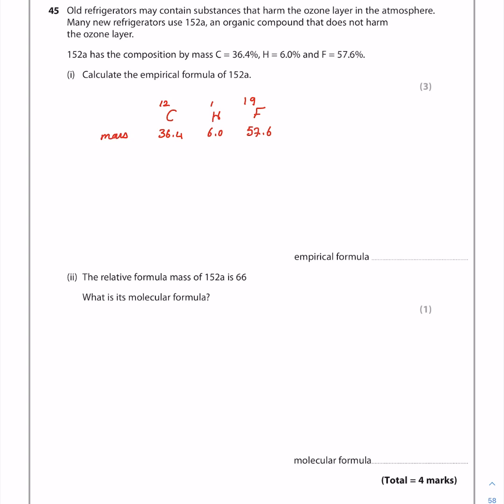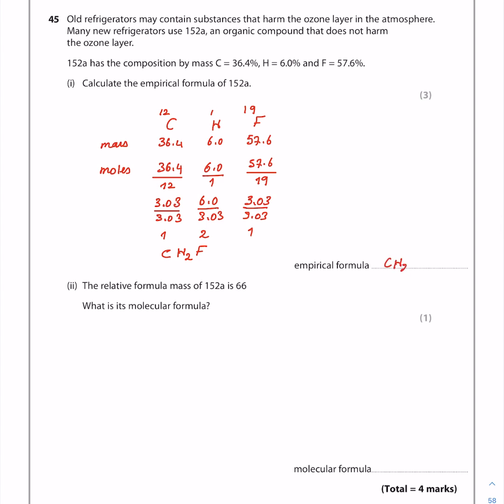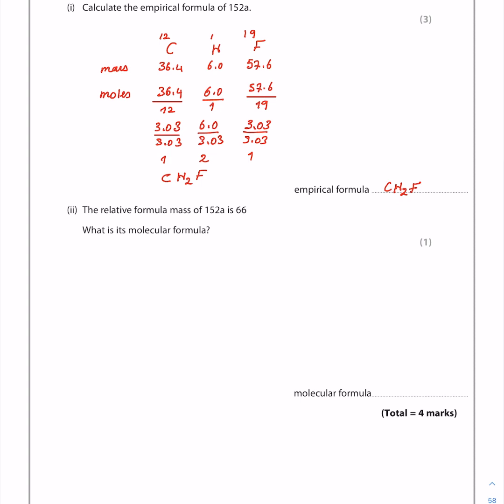We have the masses, so we convert mass to moles by dividing: 36.4 over 12, 6 over 1, and 57.6 over 19. The first gives 3.03, the second 6.0, and the third 57.6 divided by 19 gives 3.03. We can write 3.03 as 3, so the ratio is 1 to 2 to 1. The empirical formula is CH2F.